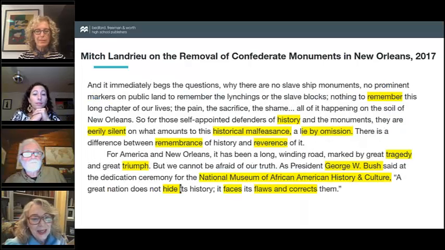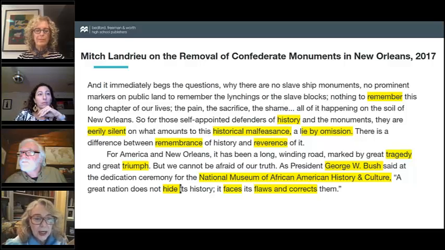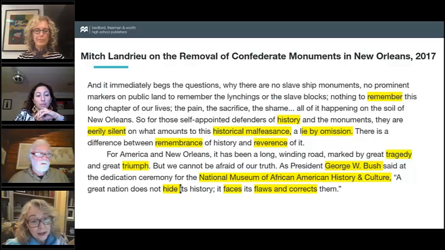And here again, historical malfeasance, history, silence, lies, and this notion of remembrance and reverence. I think that's part of what we're working with right now as we continue to think about monuments and memorials. And by the end, we talk about hiding versus facing, which brings us back to Baldwin.